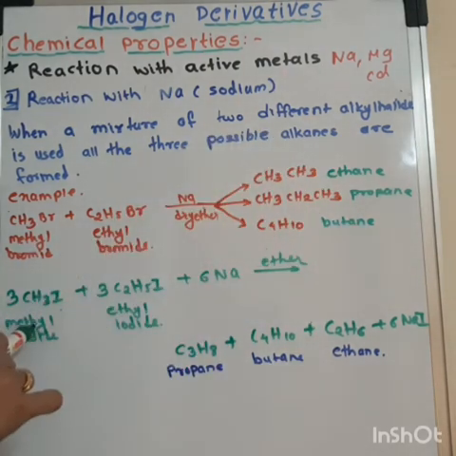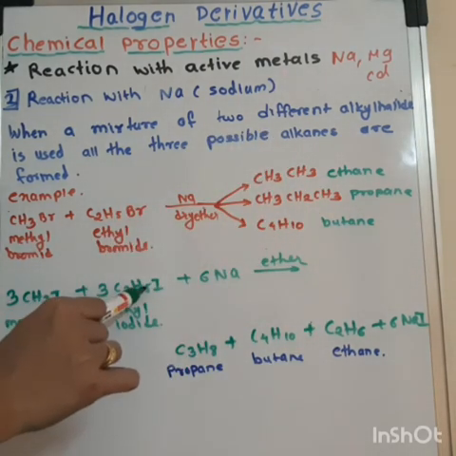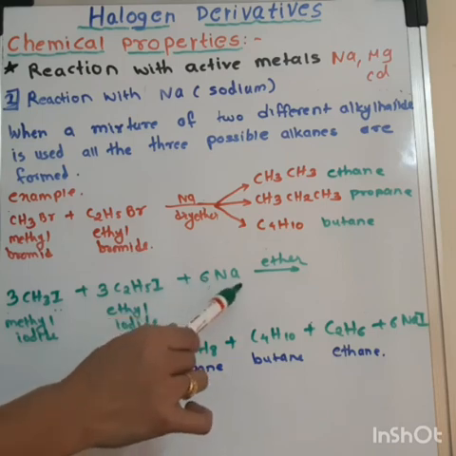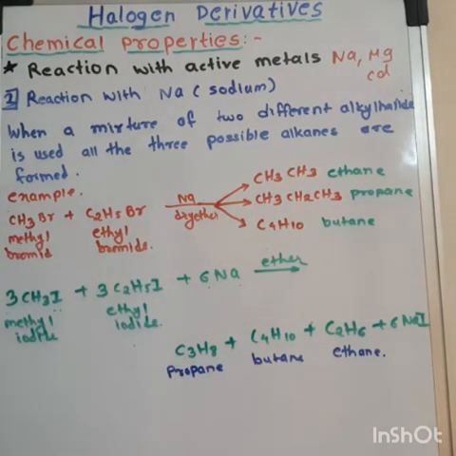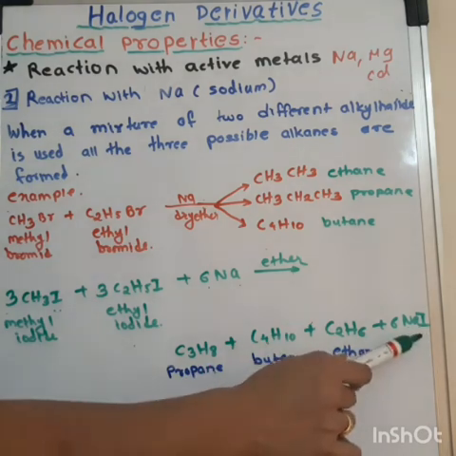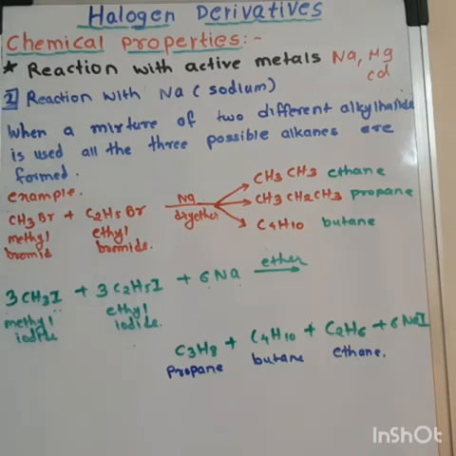Another example, when 3 molecules of methyl iodide plus 3 molecules of ethyl iodide are treated with 6 molecules of sodium in presence of ether, it will give propane plus butane plus ethane and 6 molecules of sodium iodide. So this is the chemical property of alkyl halide on reacting with active metals. Next is reaction with haloarenes, which we'll see in the next lecture.